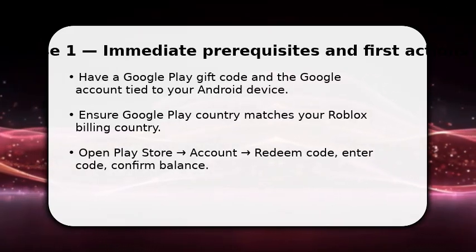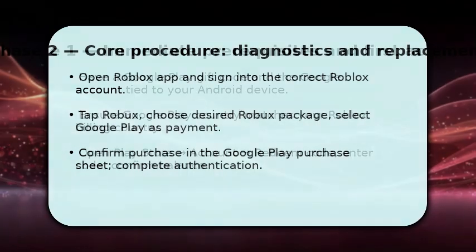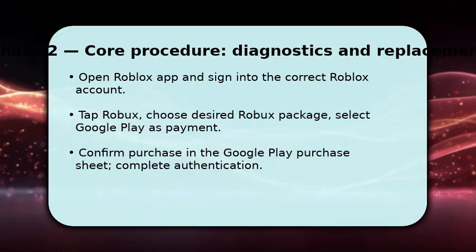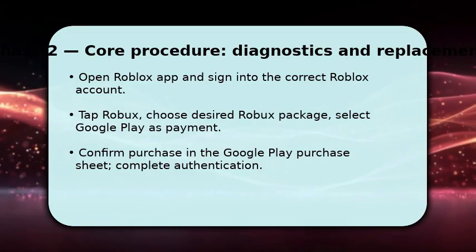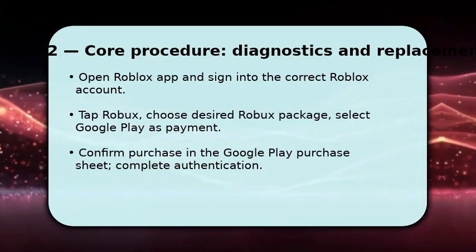You now pick the Robux package inside Roblox and proceed to purchase. Choose Google Play at checkout so your redeemed balance is used. Once you tap Buy, a Google Play payment sheet appears. Confirm the amount and authenticate with your PIN, fingerprint, or password.